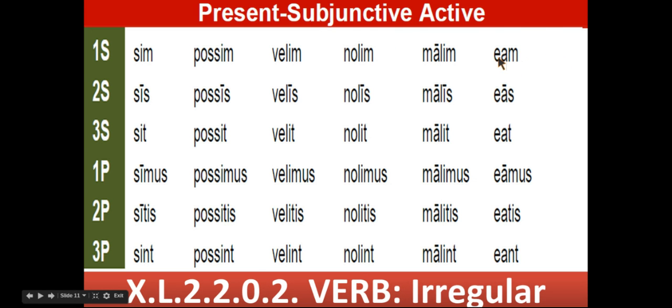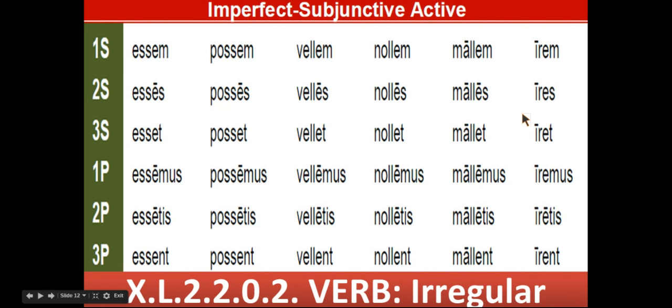Eam from the verb eo, to go. Eam, I might go. Eas, eat, eamus, eatis, eant. Now for the imperfect, it's formed off the present stem. So possem, vellem, notice the double L's, nollem, mallem, notice those double L's, and then finally irem, iret.